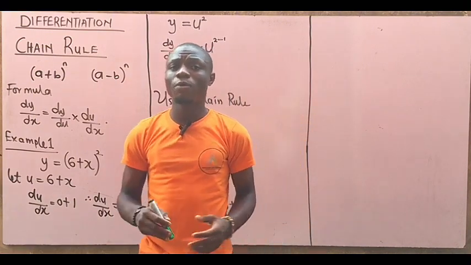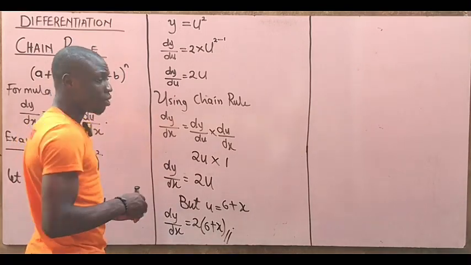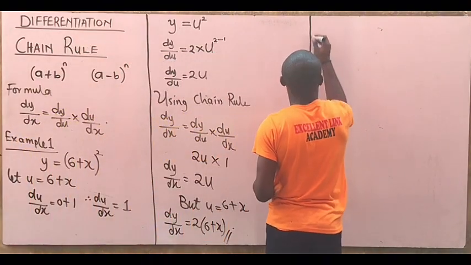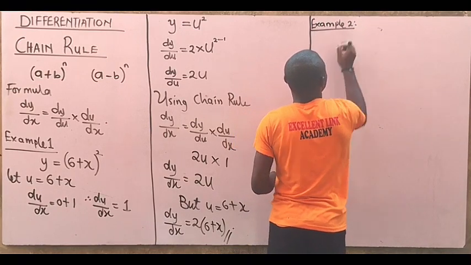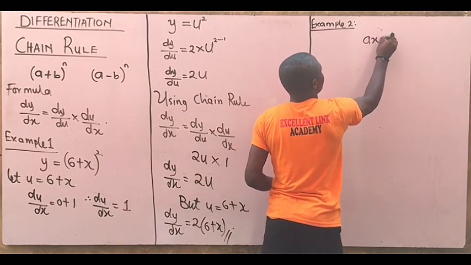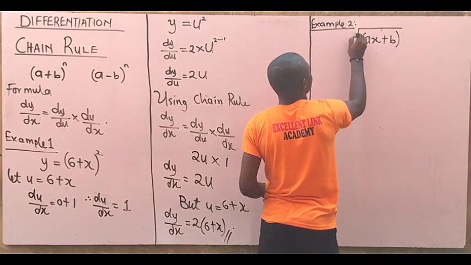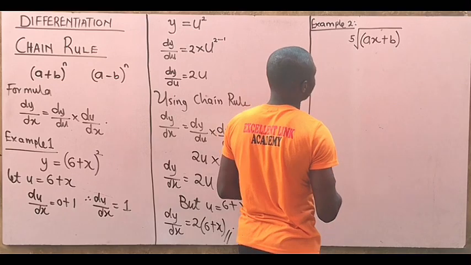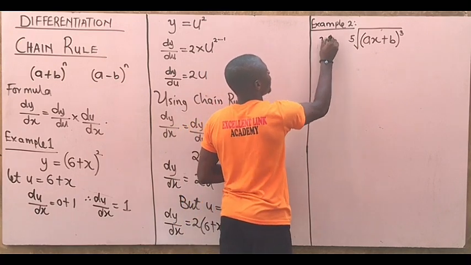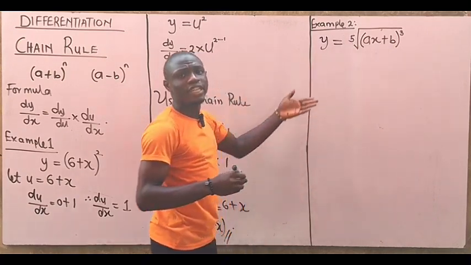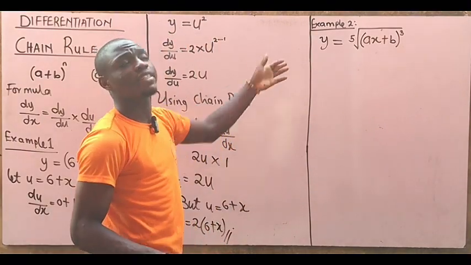Alright, let's try to solve one more example to further explain the idea of chain rule, right? Let's say I have example 2. Let's say I have ax plus b, as in this case, the fifth root of it, and next up I have 3 here. So y is equal to this. Let's say I'm told to find dy over dx here.